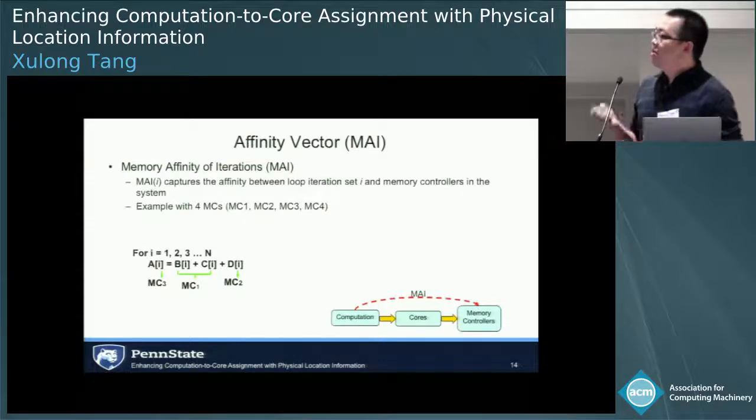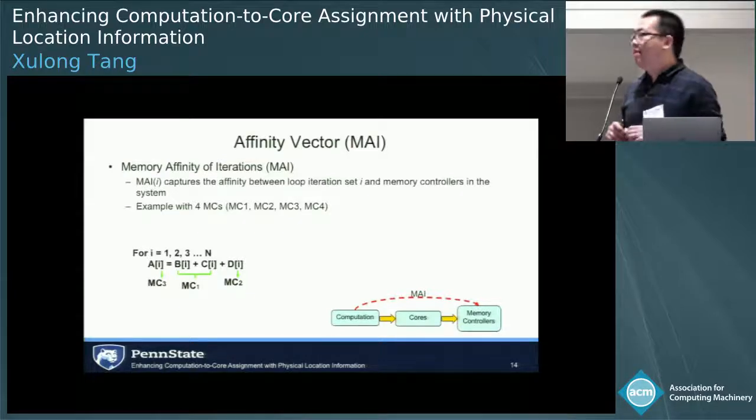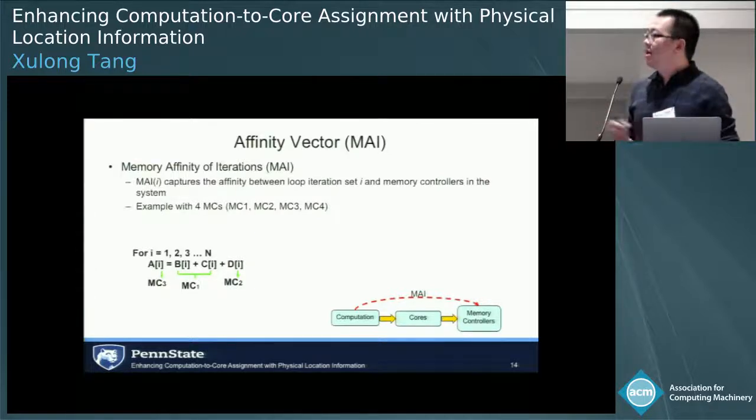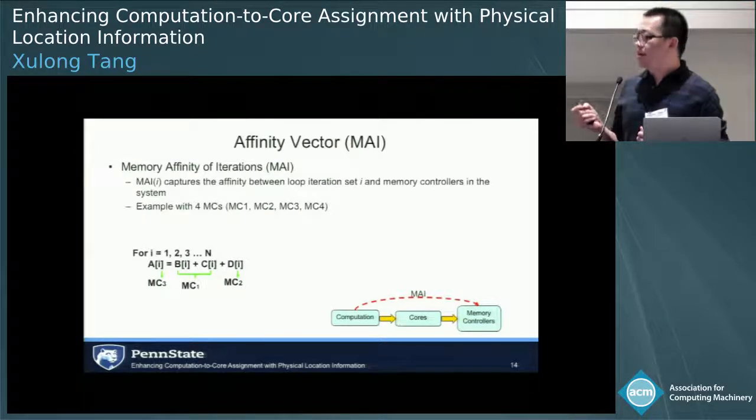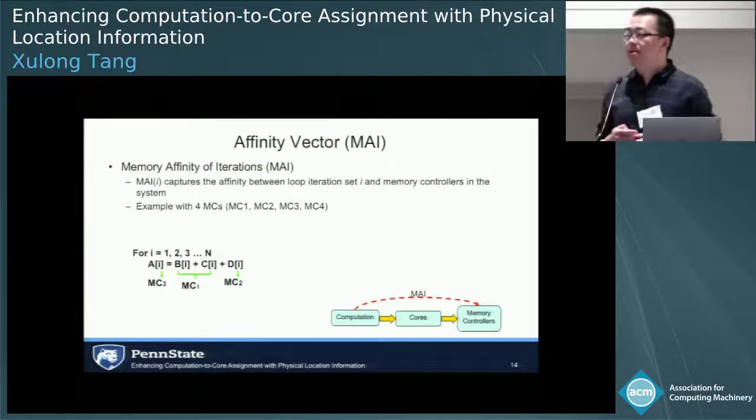Giving an example with the loop here, let's assume that every access is missing the last level cache, and A[i] is going to memory controller 3, B[i] and C[i] are going to memory controller 1, and D[i] is going to memory controller 2. Let's also assume that there are 4 memory controllers in the system.